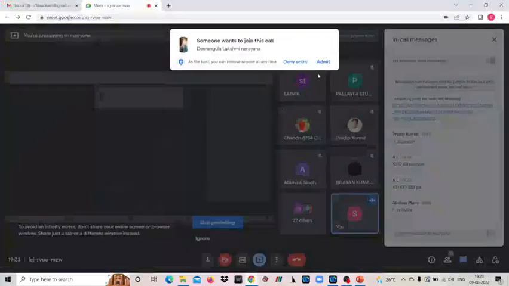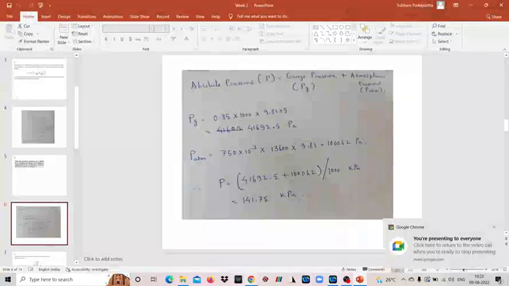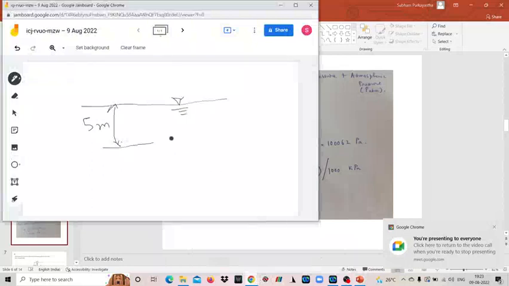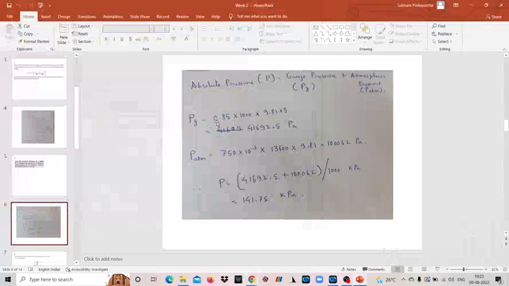So gauge pressure will be basically rho g h. Now, what will be rho? 0.85 is the relative density multiplied by the density of water, that is 1000 kg per meter cube, giving the density of the fluid under consideration. 9.81 is the acceleration due to gravity, multiplied by the height h. So this gives us approximately 41,692.5 Pascal of gauge pressure.